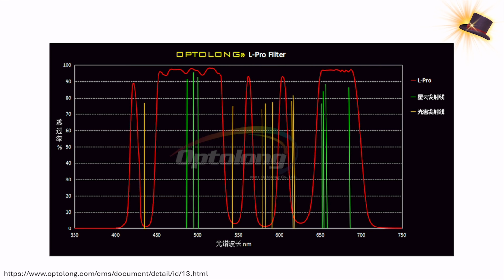So Optolong also makes something called the L Pro filter, and notice how it differs from the UHC. This is some black magic here, what they did. They're trying to straddle these sources of light pollution, these orange lines, and capture some of the light in between those sources of light pollution.